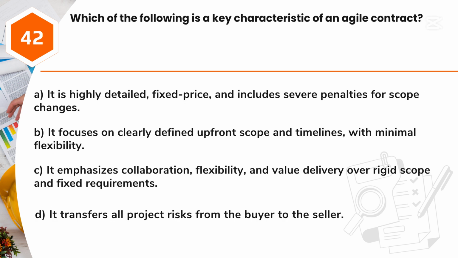Question 42. Which of the following is a key characteristic of an Agile contract? A. It is highly detailed, fixed price, and includes severe penalties for scope changes. B. It focuses on clearly defined upfront scope and timelines, with minimal flexibility. C. It emphasizes collaboration, flexibility, and value delivery over rigid scope and fixed requirements. D. It transfers all project risks from the buyer to the seller.